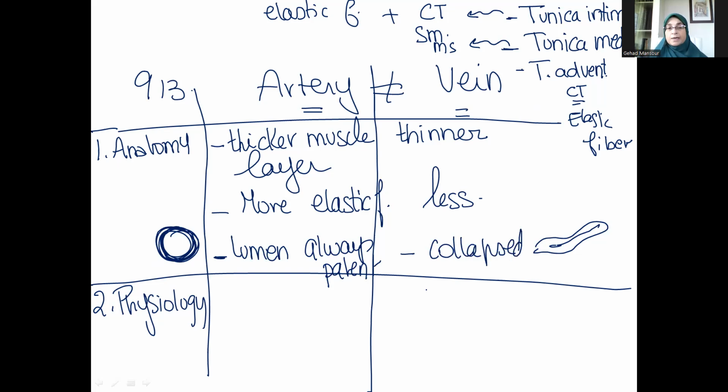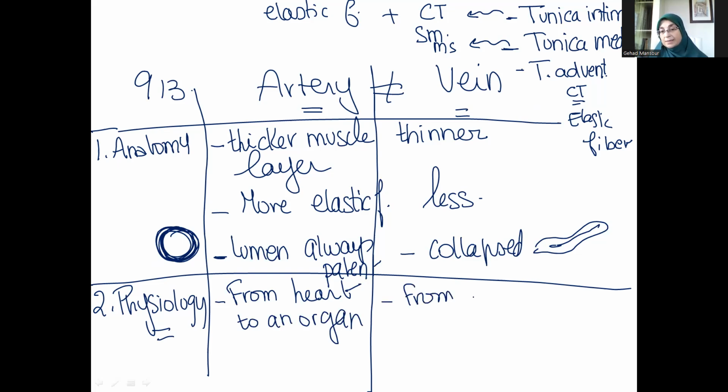So the vein is more or less collapsed. Concerning the function, as you know, arteries carry blood from the heart to an organ that is not the heart, whereas the vein carries blood from an organ that is not the heart to the heart.